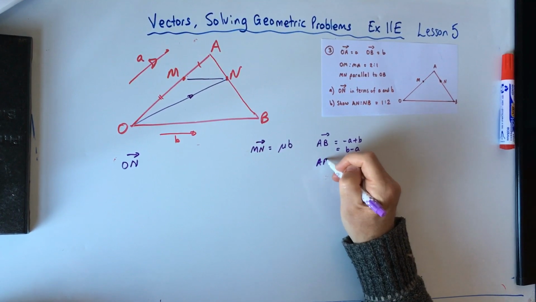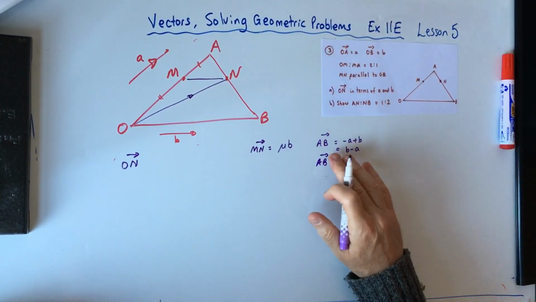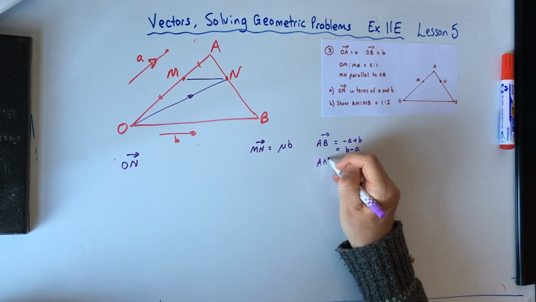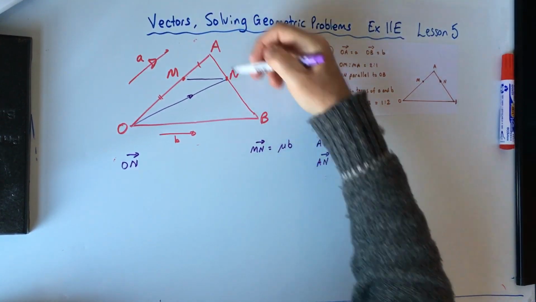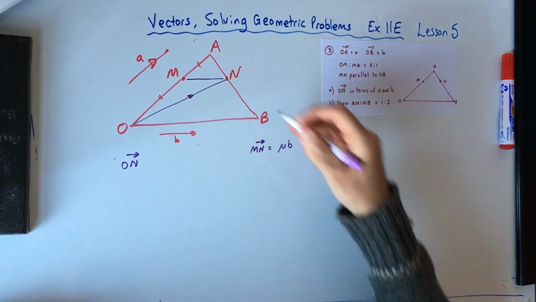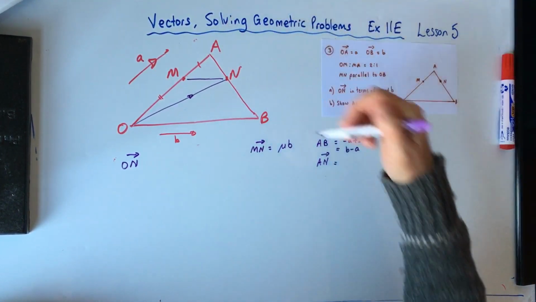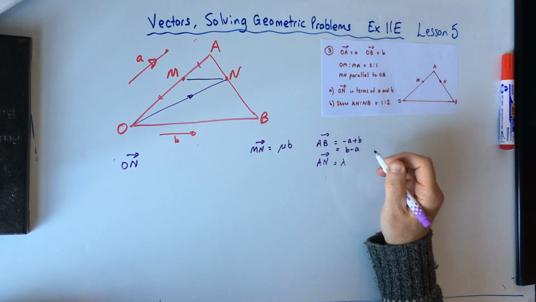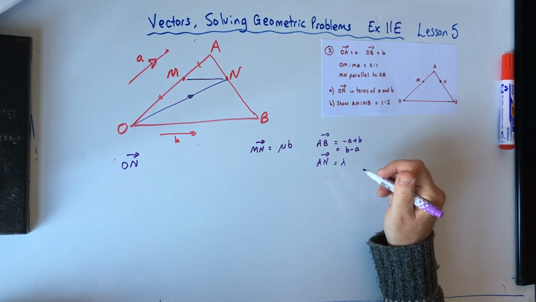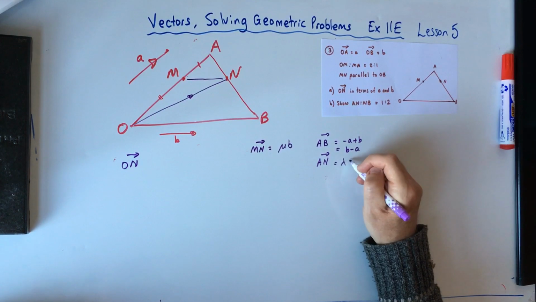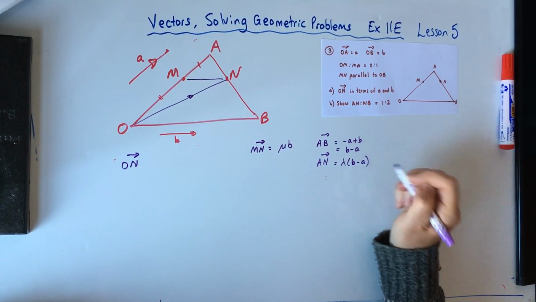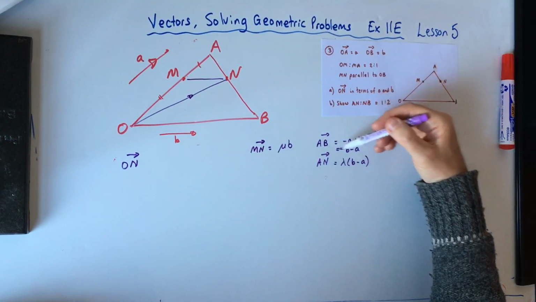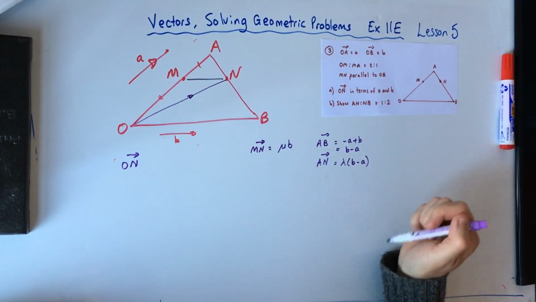So AN is some fraction or some multiple of AB. So I'm going to call that lambda, because in vectors we tend to use these Greek letters mu and lambda as a first protocol. So I'm going to say that AN is some fraction of AB. AB is B minus A, so lambda AB.